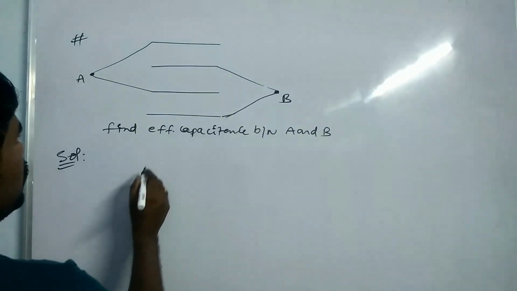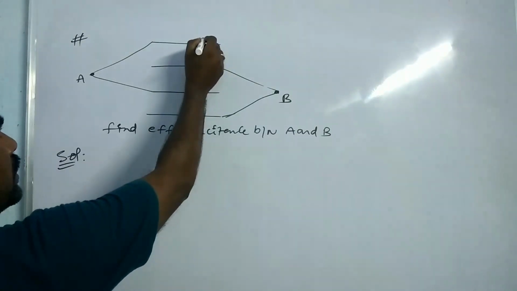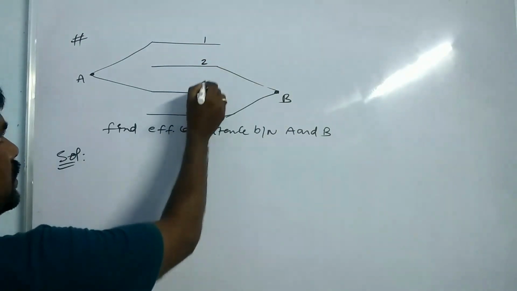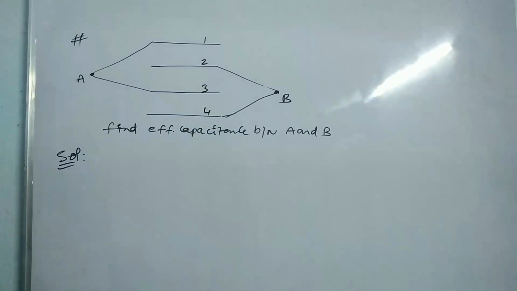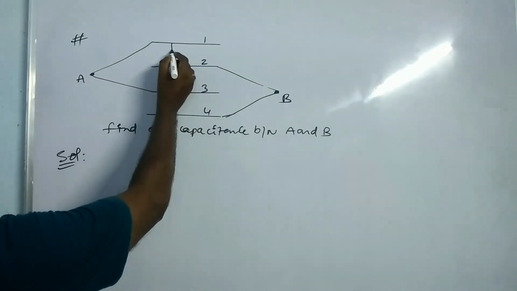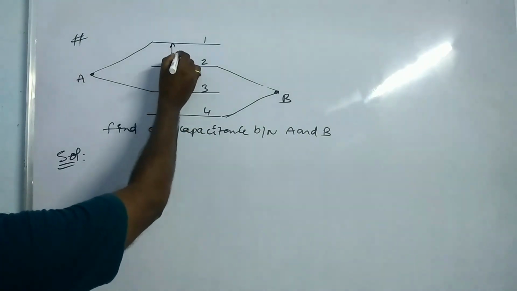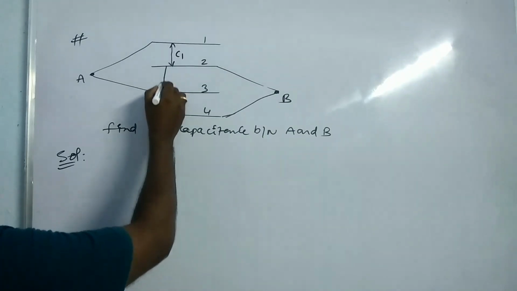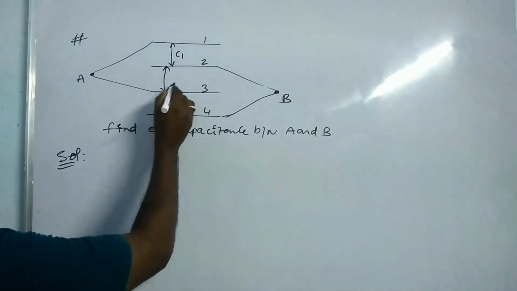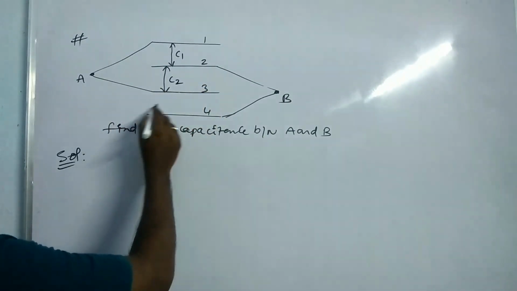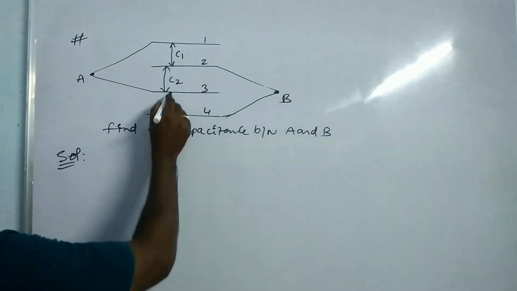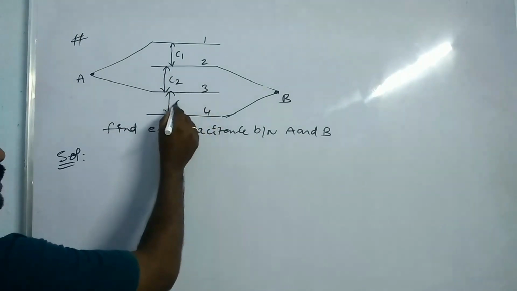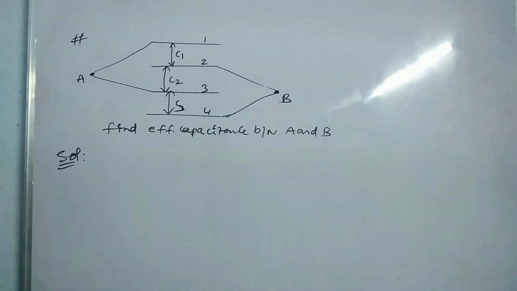First, you have to count the number of plates here: 1, 2, 3, 4. There are 4 plates, right? Between the first plate and second plate there is a capacitor C1, between the second and third plate there is a capacitor having capacity C2, and between the third and fourth plate there is a capacitor having capacitance C3, right? There are 3 capacitors.